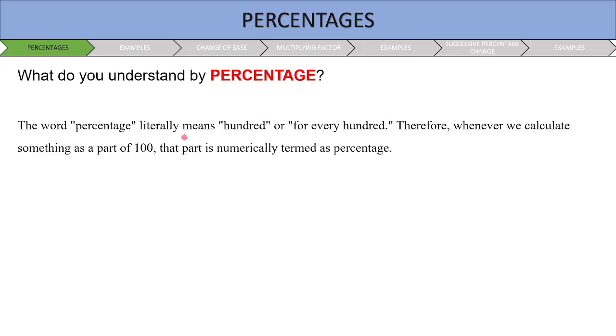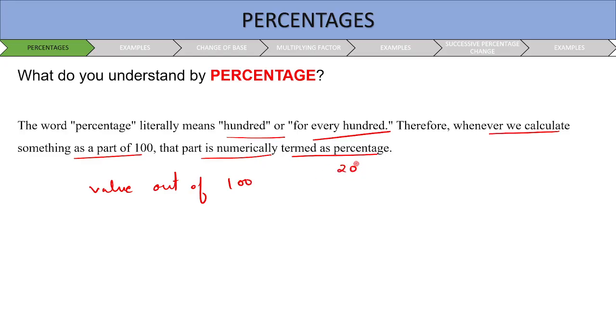The word percentages literally means 100 for every 100. Therefore, whenever we calculate something as a part of 100, this part is numerically termed as percentage. To simplify this, percentages means value out of 100. So if I say 20, and I have to represent it in terms of percentages, I will do value out of 100, which means 20 out of 100 will give me 0.2. And if I have to express it in percentages, I will multiply this 0.2 by 100.